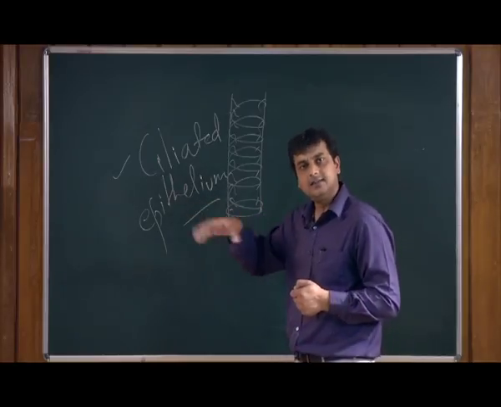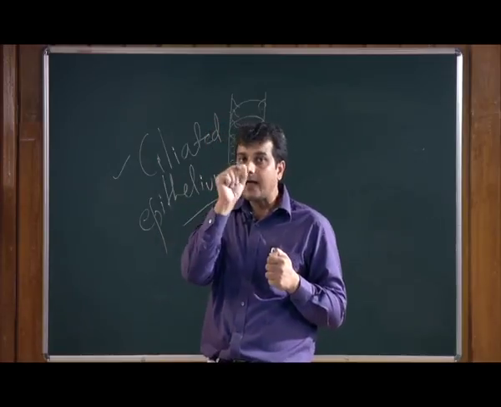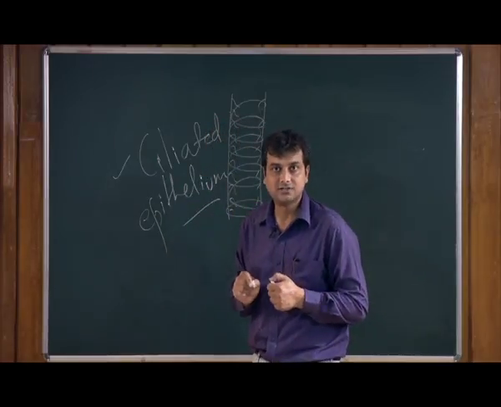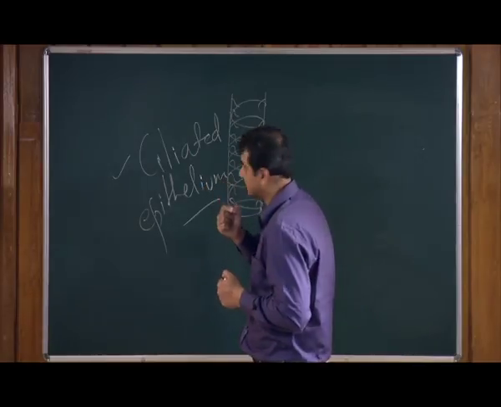Of course, there are many other ciliated aspects. Also in our nostril, we have small hair-like structures. See, the epithelium is all ciliated. So, these are hair follicles actually.